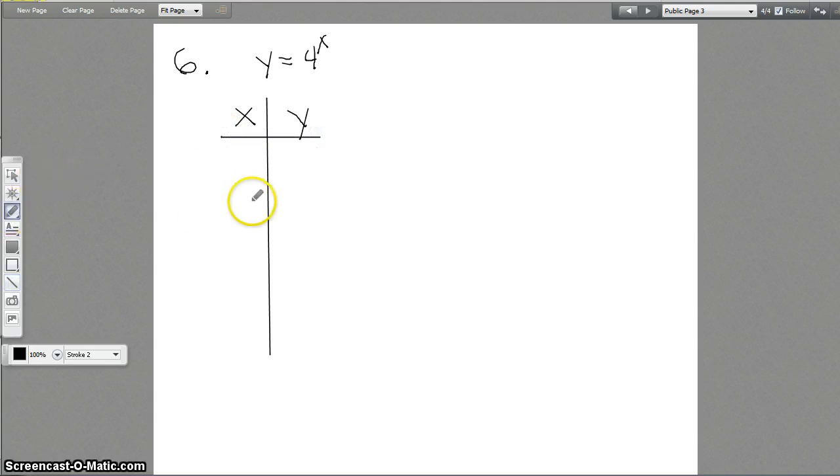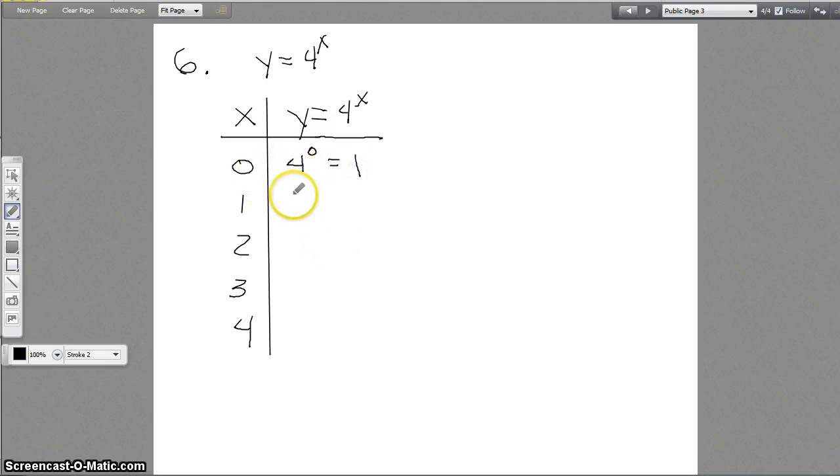Okay, so now we're going to put in our values for x, which are 0, 1, 2, 3, and 4. To fill in this table, we need to replace our x with these numbers that we have in the data table. So our y is 4 to the x. So we're going to start off with 0. So our y is 4 to the 0.